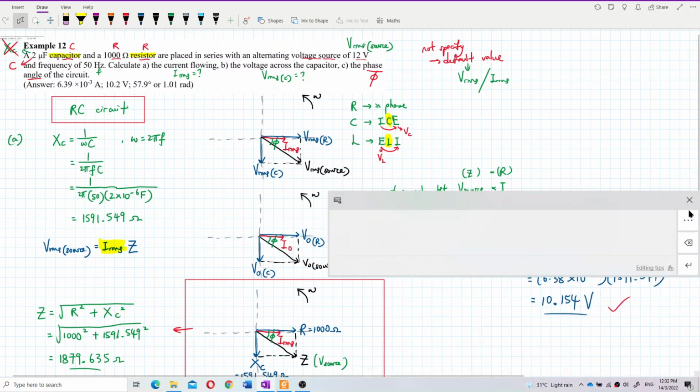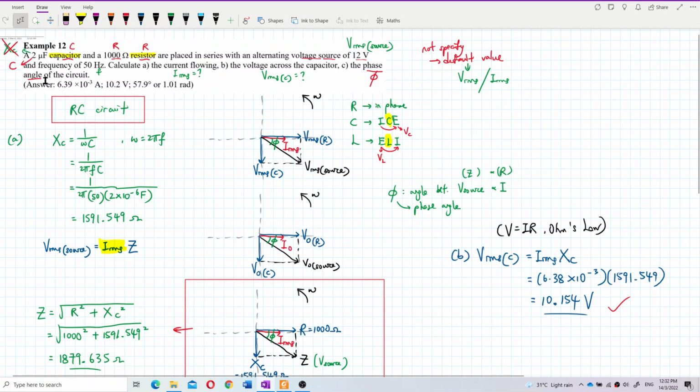Now I want to find the phase angle for a circuit. So phase angle phi. What is the phase angle? Phase angle phi is the angle between the voltage source and the current.